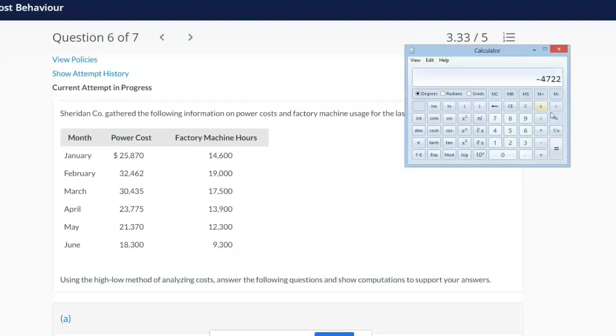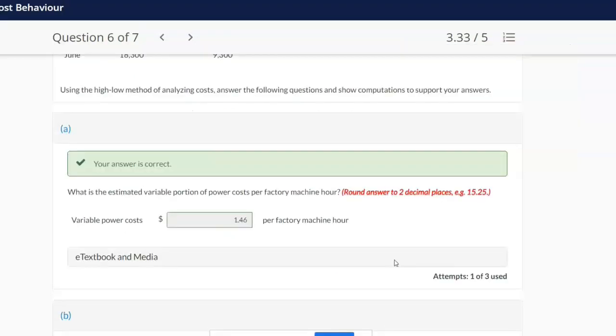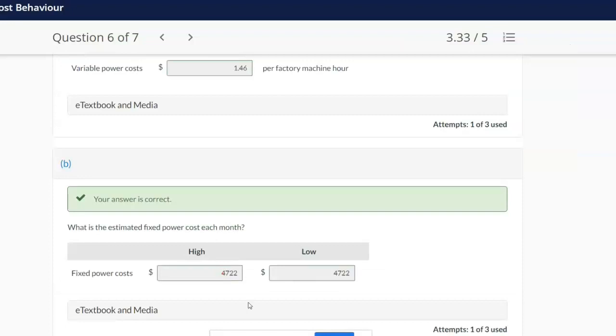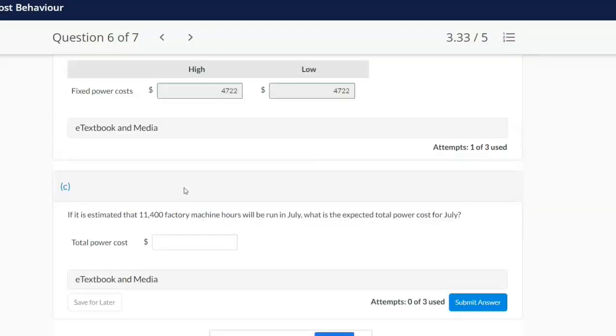The first one. Take the number of hours, 19,000, multiply by 1.46. That's the variable portion. And subtract that from 32,462. 4,722. You see, the first one you did wrong. Okay, now we got it right.